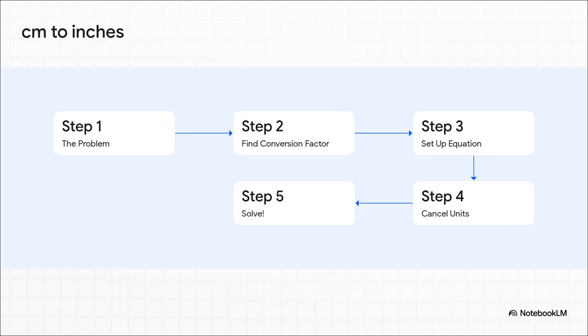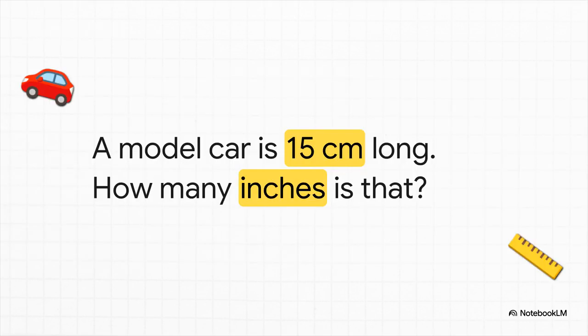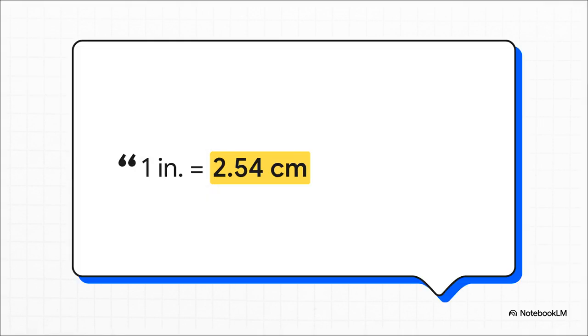All right, let's see this tool in action. Enough talk, we're going to follow these 5 simple steps to solve a real-world problem. This is how you actually use this thing, so let's just walk through it together. First things first, what are we actually trying to figure out? Well, we have a measurement in centimeters, 15 of them, and our goal is to find out what that equals in inches. Pretty straightforward. Step 2 is finding the key that unlocks the whole problem. This is our conversion factor.